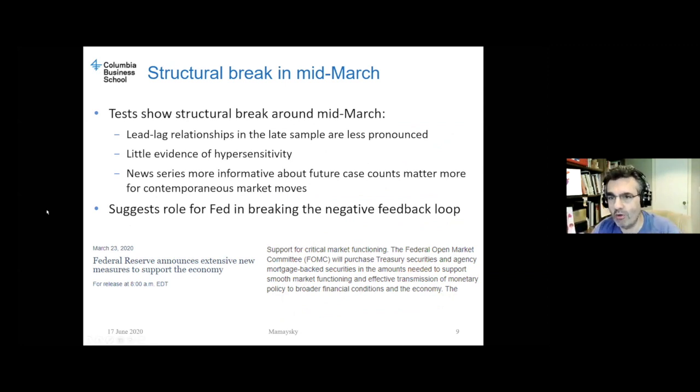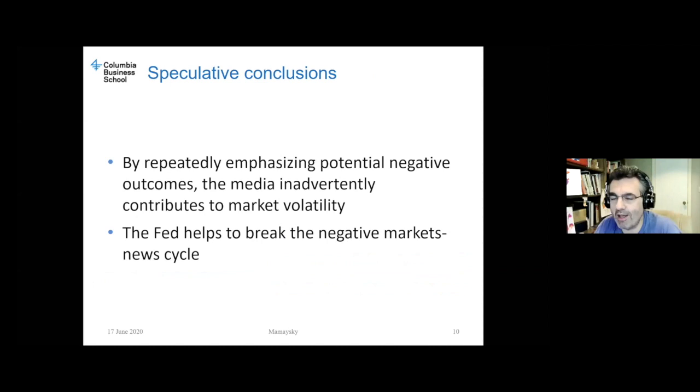And mid-March is also around the time when the Federal Reserve Banks and the board started taking extraordinary actions to address some of the market upheaval. It seems that in the data, there's evidence that there is a regime shift that happens right around that middle to late March period. So to conclude, I speculate on these two things. I think the evidence is suggestive but not definitive. I think by repeatedly emphasizing potential negative outcomes, the media inadvertently contributes to market volatility. And furthermore, there's evidence that the Fed and its actions help break this negative markets-news cycle. Part of the recovery that we're seeing is this regime break that we saw in the news and markets relationship post the middle to late March.